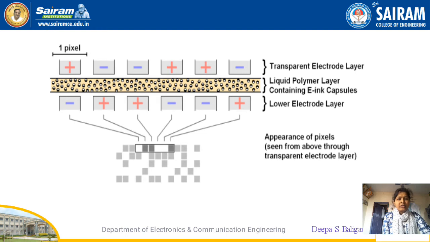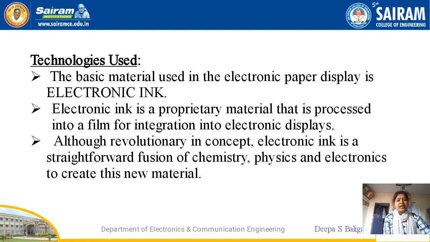One pixel has a transparent electrode layer on top, a lower electrode layer at the bottom, and a liquid polymer layer. In the transparent upper electrode layer the charges are embedded, and they determine the appearance of the pixels.